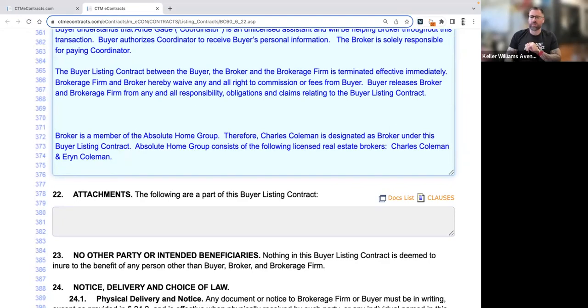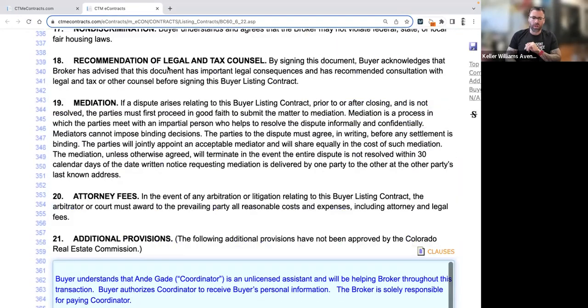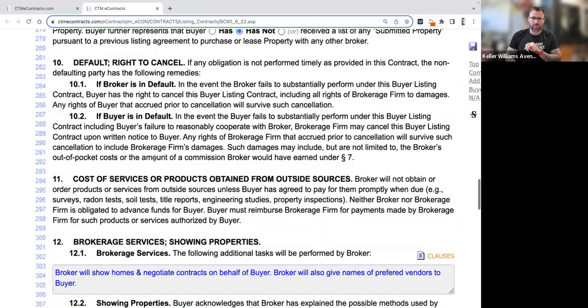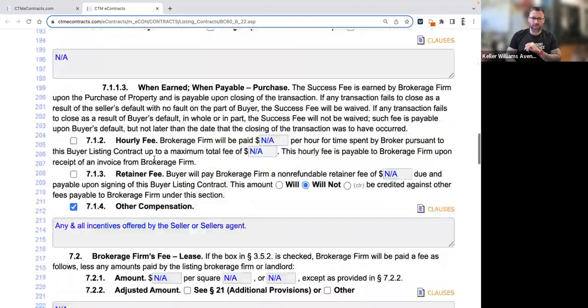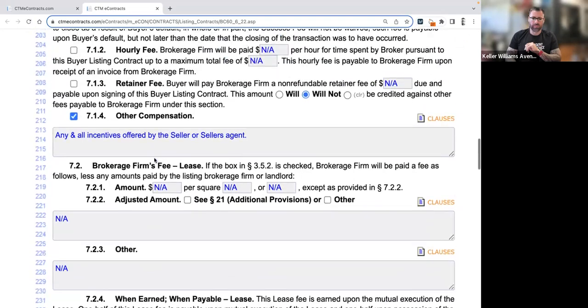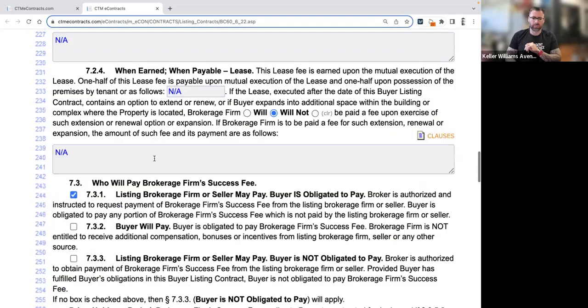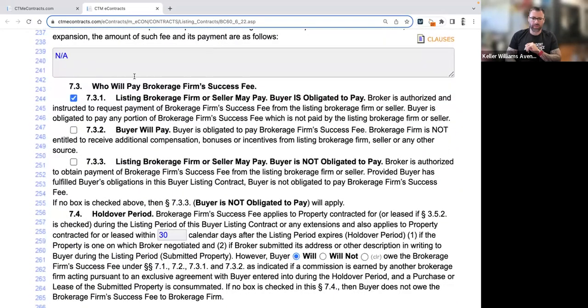We talked about that one piece up here where we're saying the obligations, right? Right here, who pays? So we went here: broker is authorized and instructed and requested payment of brokerage firm success fee with listing brokerage firm. Buyer is obligated to pay any portion of the brokerage firm success fee, which is not paid by listing brokerage firm. We'll talk about that here in a second.